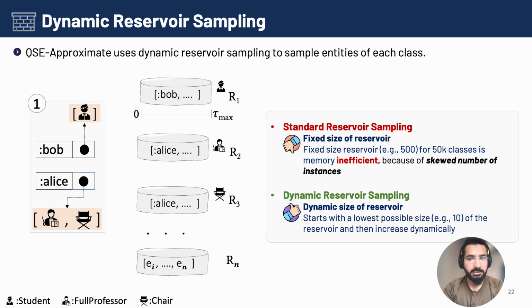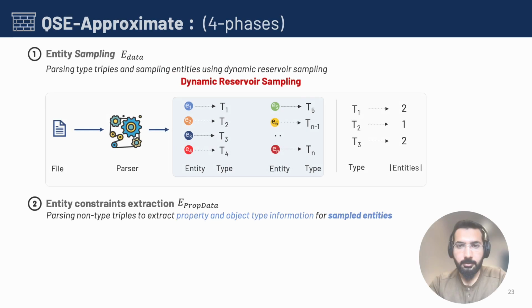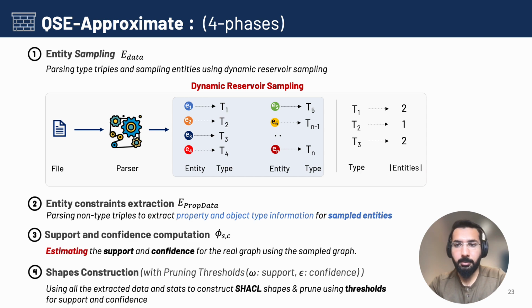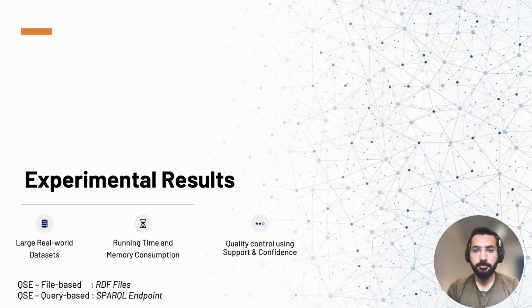The size of the reservoir is not fixed. This is not the standard reservoir sampling, because classes can have a skewed number of instances. Therefore, we use dynamic reservoir sampling, which starts with the lowest possible size and increases dynamically. After sampling entities, entity property-related data is extracted from the sampled graph in the second phase, and support and confidence values are estimated with respect to the sampled graph, and so on and so forth.